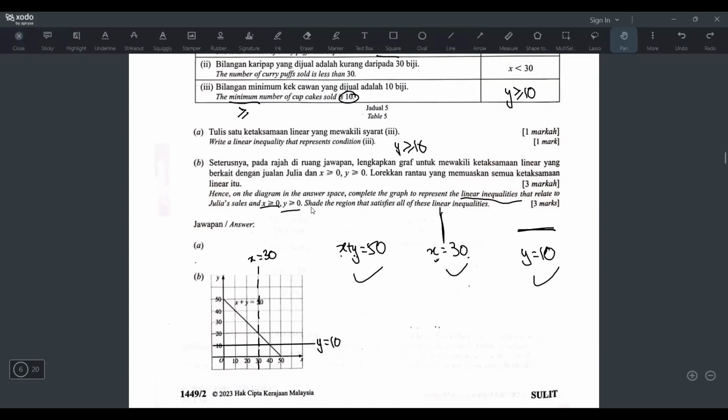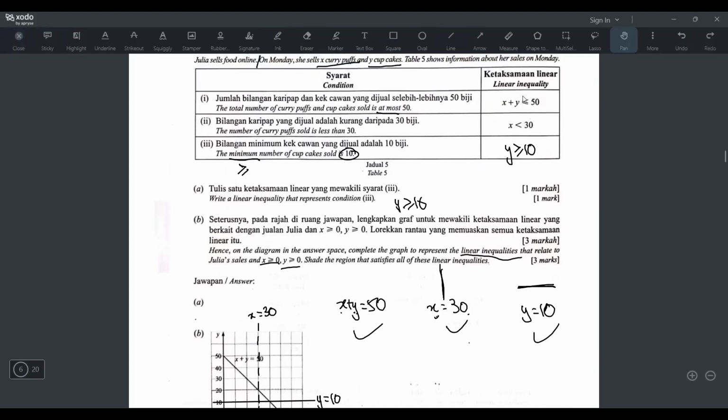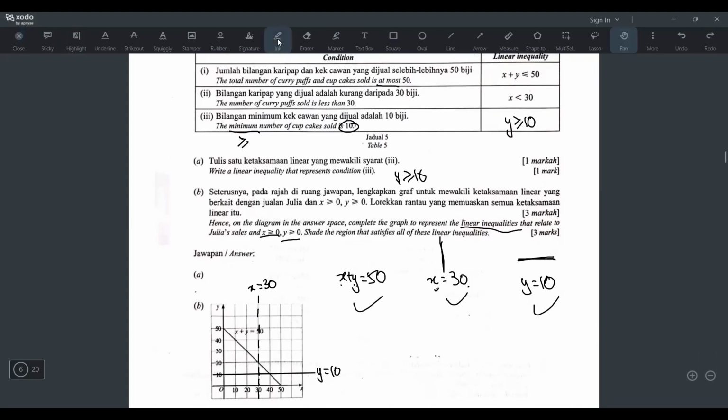Okay, so now we have to shade the region. Okay, now we will focus on the inequality punya symbol. Sekarang baru kita tengok yang bigger, smaller tu. Okay. Okay, so let's look at the first one. Bigger or smaller? Smaller. Okay. But actually, you have to make sure the y is positive first. If the y is negative, you tak boleh tengok tau.